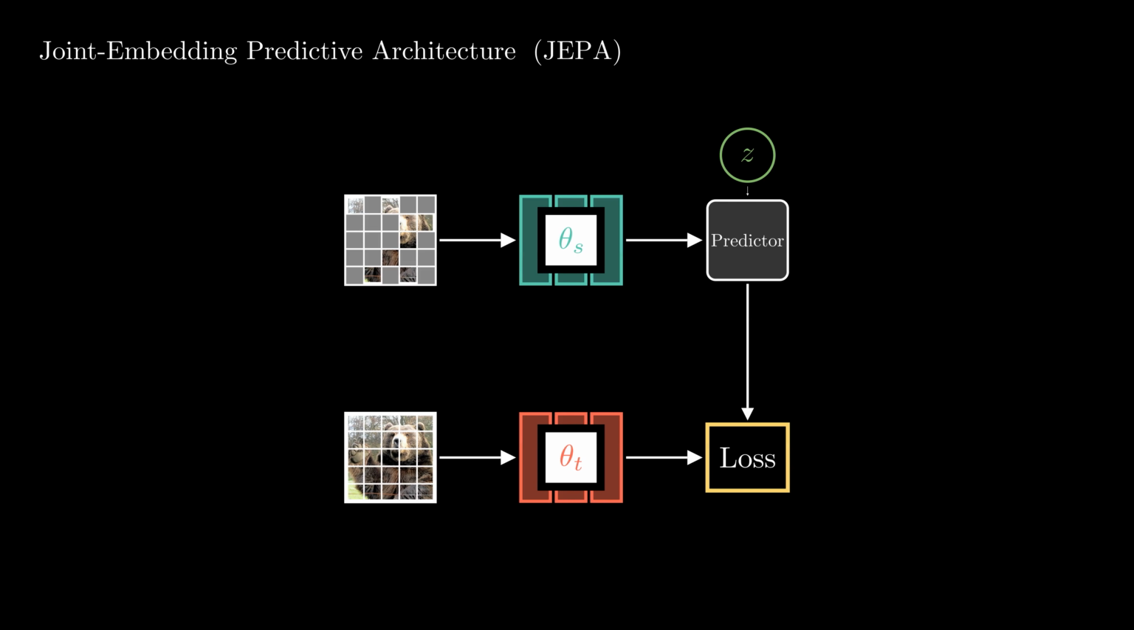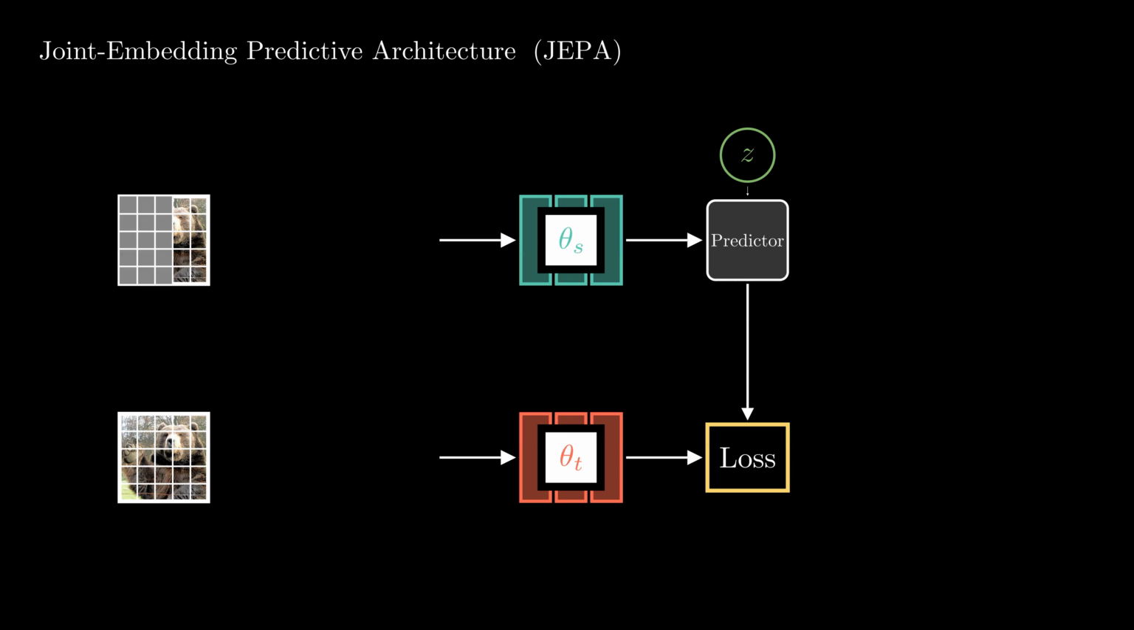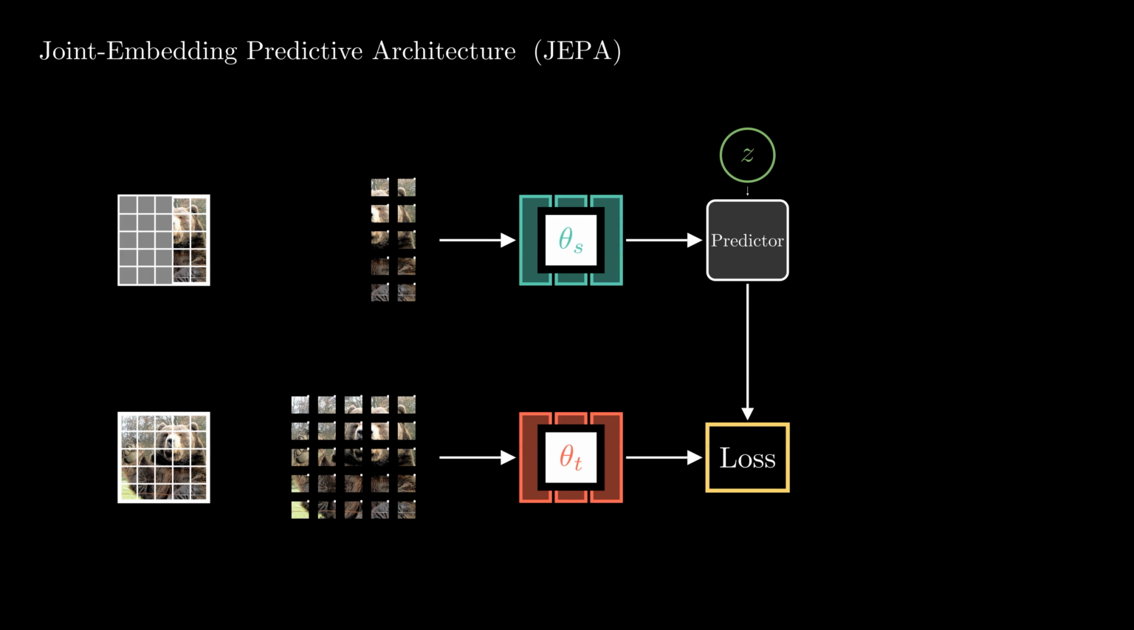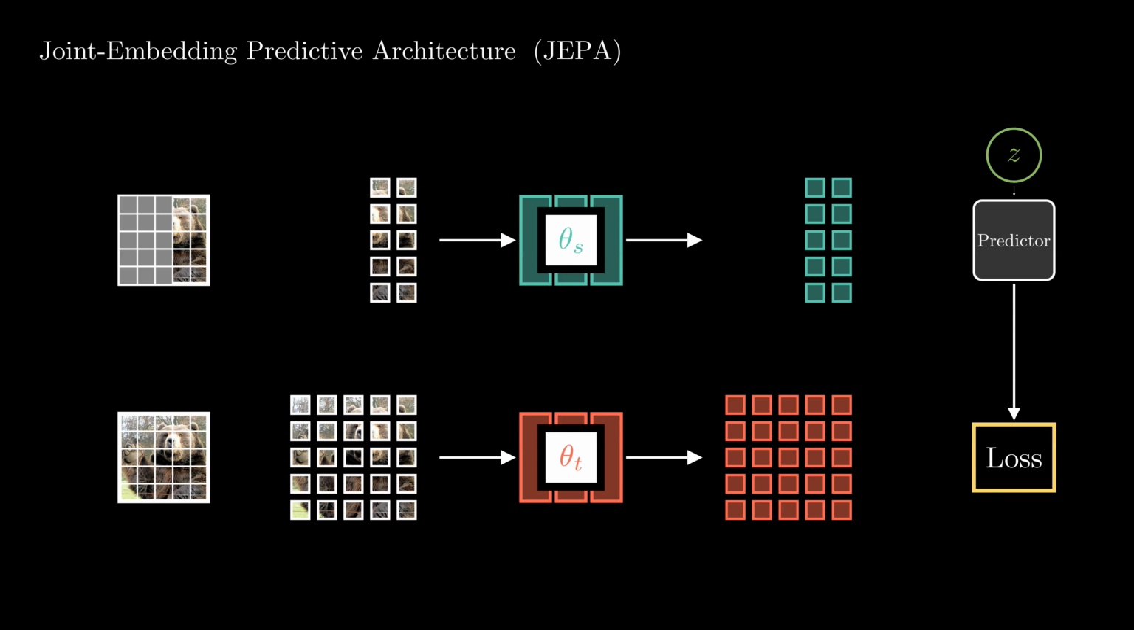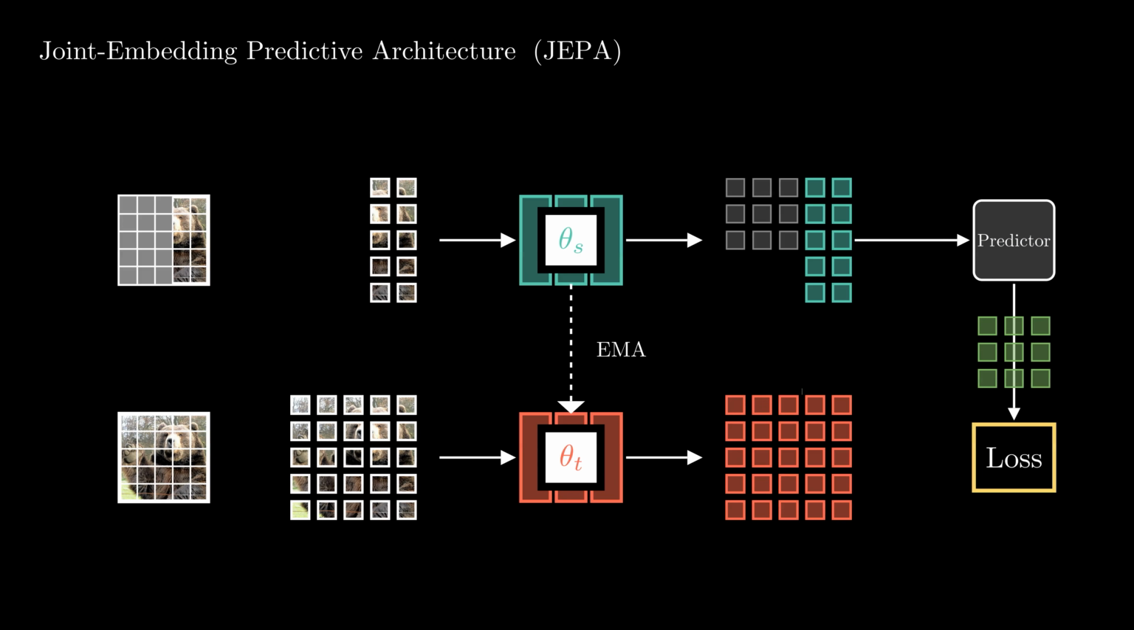Let's see an example of this idea applied to images. We take the visible patches as an input, encode them, and predict the embedding of the masked target blocks in the embedding space. The variable z here specifies the spatial location of the masked target blocks.